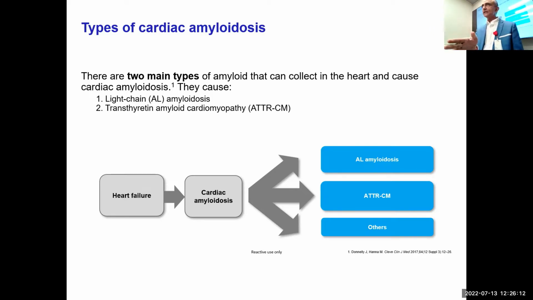That's really important to diagnose because treating the multiple myeloma is obviously the key. If you don't treat the cancer, they're going to continue to produce that abnormal protein, and over time, it'll continue to damage the heart. So just treating the heart failure is not going to cut it in that setting. So that's one form of amyloid.